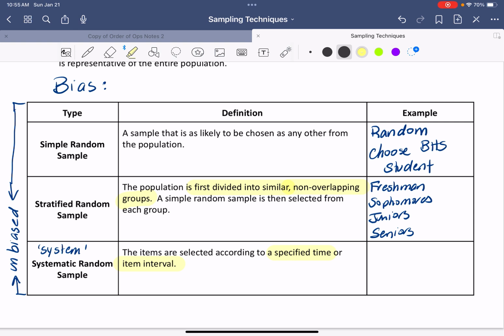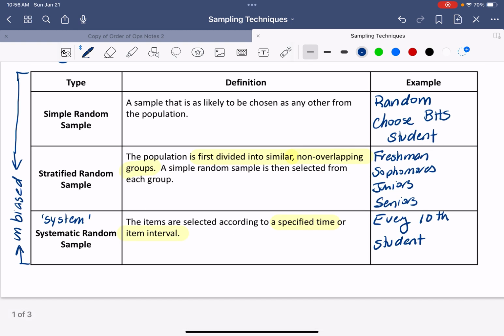box. Okay, so we're going to check every, say, 10th student that walks in the door. Let's keep it to students. Every 10th student that walks in the door, okay? Every 10th widget on the assembly line. Every 10th book that comes into the library, okay? Those are examples of unbiased random samples, okay?